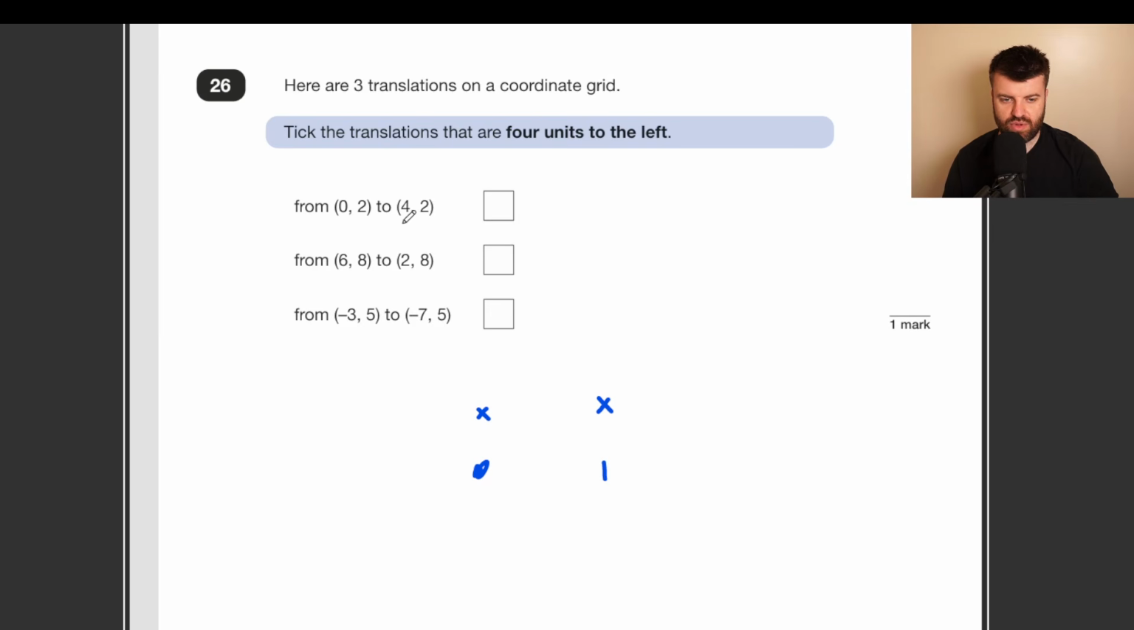But that is a move of 4. To go from 0 on the x-axis to 4, that is a shift of 4 units. But it's to the right. It's going from 0 across to 4. Horrible trick, because lots of people might work out, yeah, it's 4. Okay, that works. No. Because the next one is actually the answer.